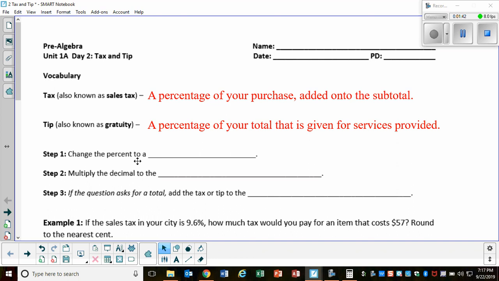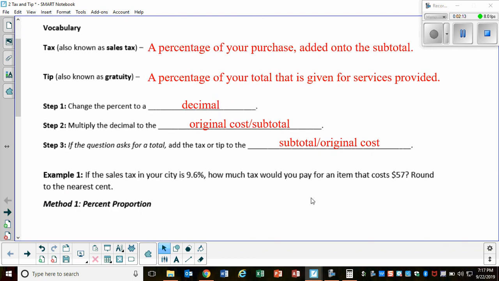The first step is to change the percentage to a decimal. Okay? Once you have a decimal, you can multiply the decimal with the original cost or subtotal. If the question asks for a total, you would then add the tax or tip. Add it to that subtotal or original cost. Okay? Tax and tip always gets added on. It's an extra cost that we have to pay for.